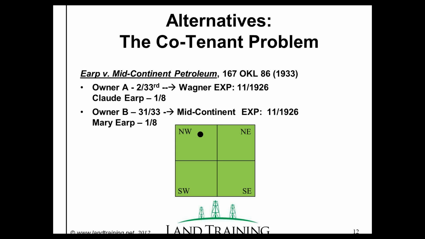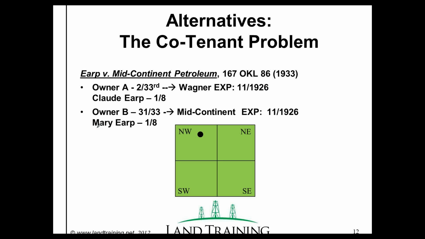Bear with me, let me get my tools here. So owner A owned a 2/33 interest. Okay, so they were a joint tenant, just like my 1/7 interest, but this is a 2/33 interest owner. His name was Claude Earp, and he signed an oil and gas lease with a company called Wagner. Okay, and that lease expires or will expire on November 1926.